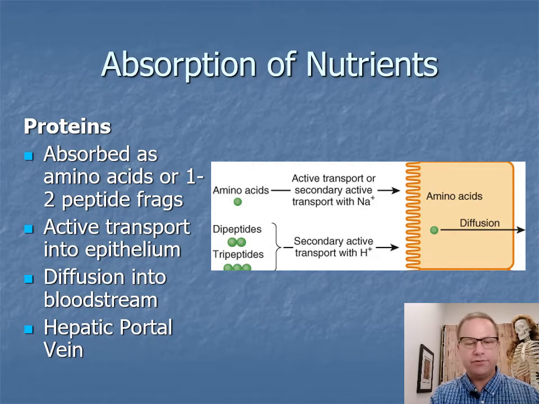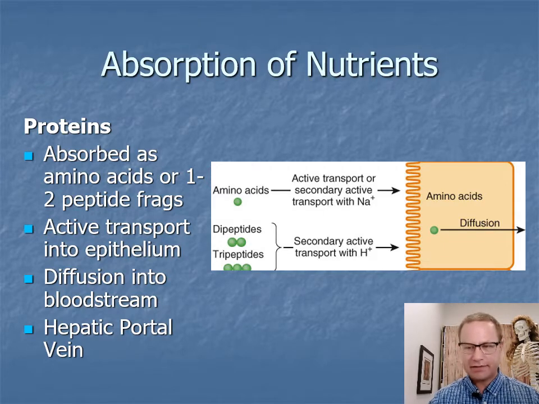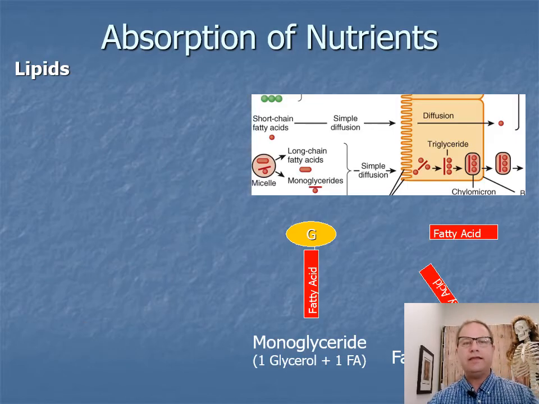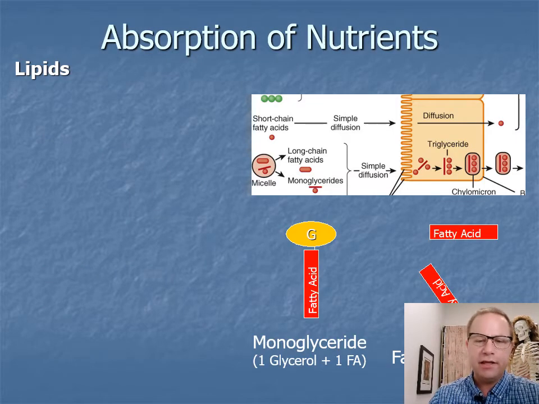Again, it's going to travel to the hepatic portal vein where those proteins, at least the amino acids, will be deaminated, which is an important function of the liver, and that deamination helps to render them safe and makes them non-toxic. Okay, now let's talk about absorption of lipids.